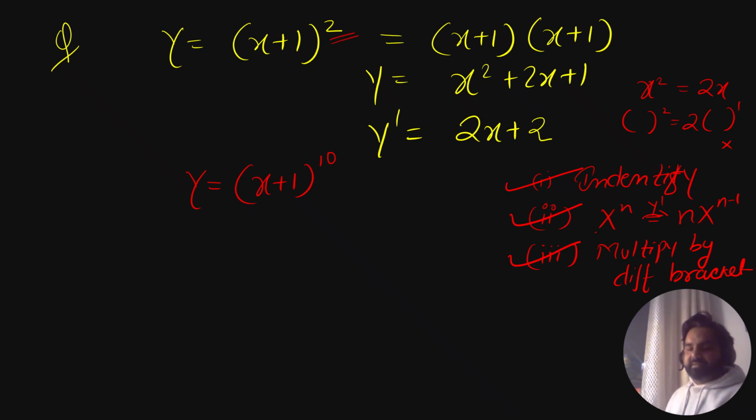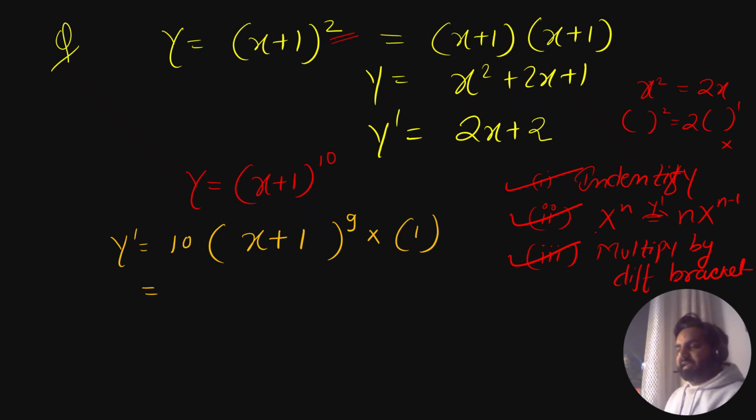Okay, so let's do this question. Now y is equal to (x plus 1) to the power 10. So differentiation of this will be bracket to the power 10 is 10 bracket power 9 multiplied by differentiation of the bracket, which is 1 in this case. And whatever is inside the bracket will not change. This is quite easy, and you got your answer as 10 (x plus 1) to the power 9.